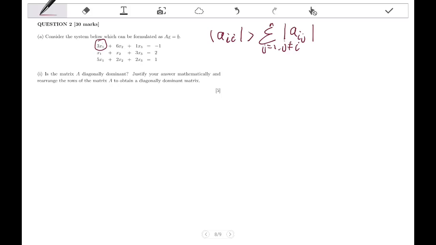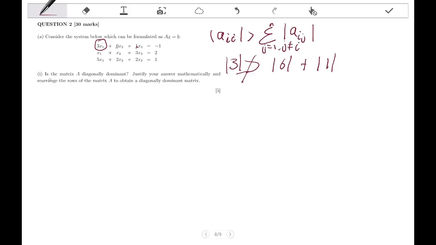So for this one, it's not, because this 3 is not greater than the sum of the absolute values of 6 and 1. We use this sign: the absolute value of 3 is not greater than the absolute value of 6 plus the absolute value of 1. It's not greater than that. So if it's not, you have to rearrange matrix A into a diagonally dominant matrix.